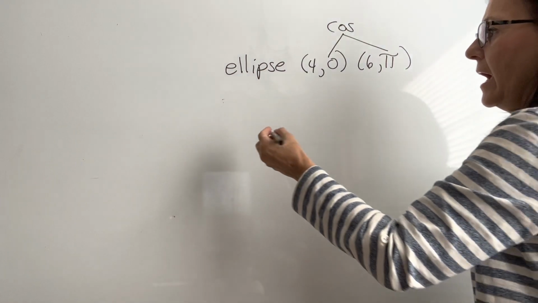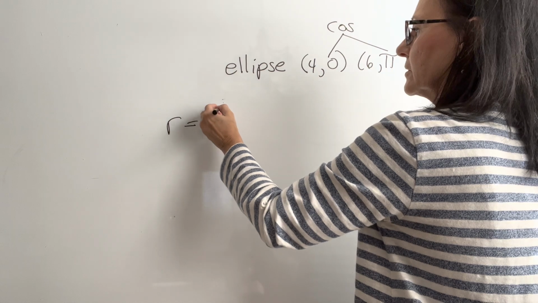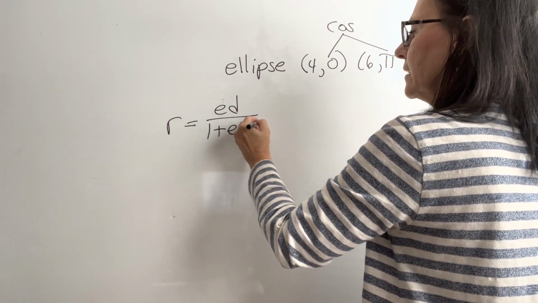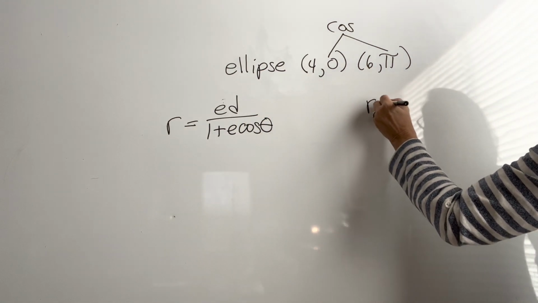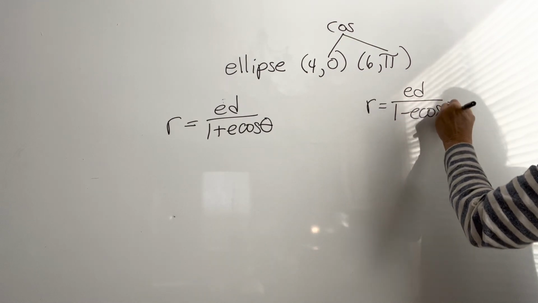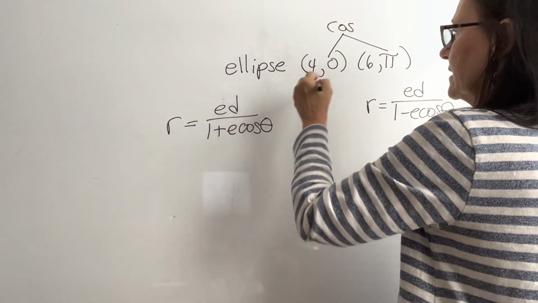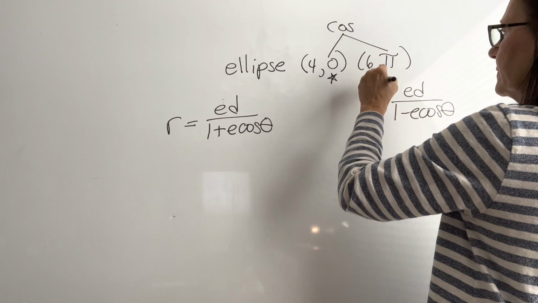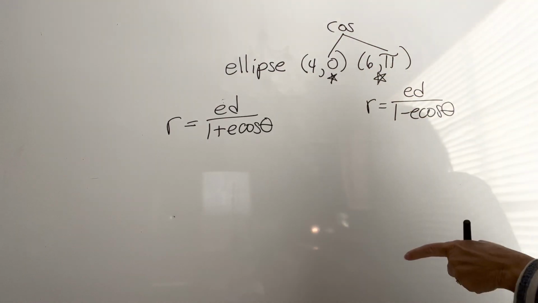All right, I know it's cosine because the vertices are on the x-axis. So I know that it's either r equals ed over 1 plus e cosine theta, or it's r equals ed over 1 minus e cosine theta. I always start with the positive. All right, so I'm going to plug in both of these points, 6, pi and 4, 0.